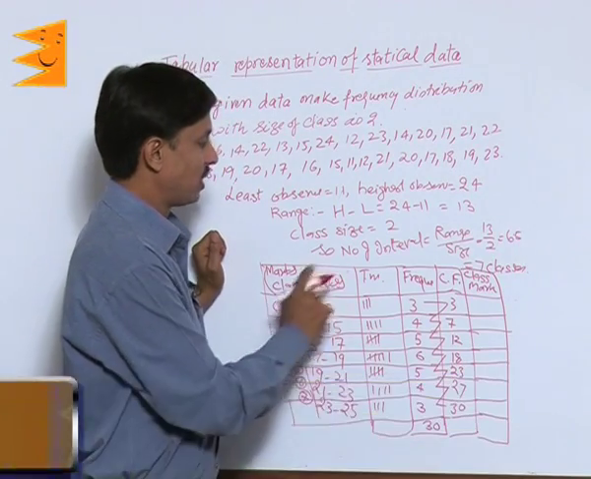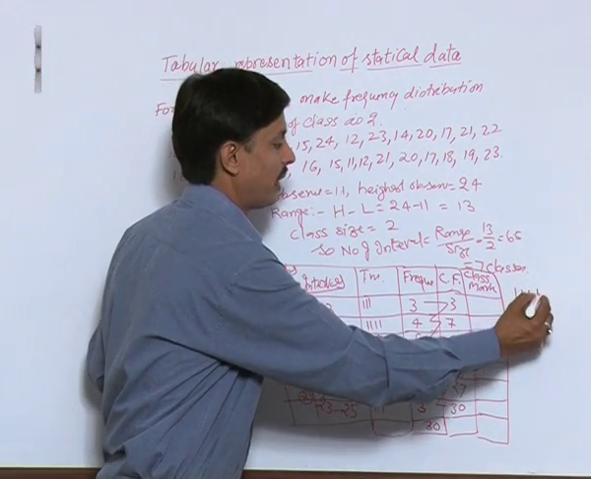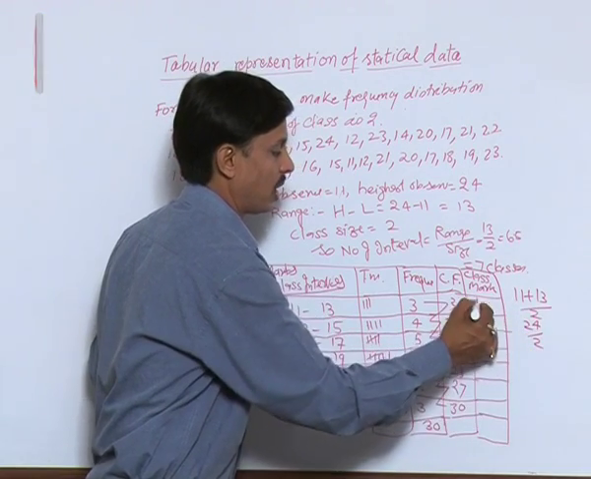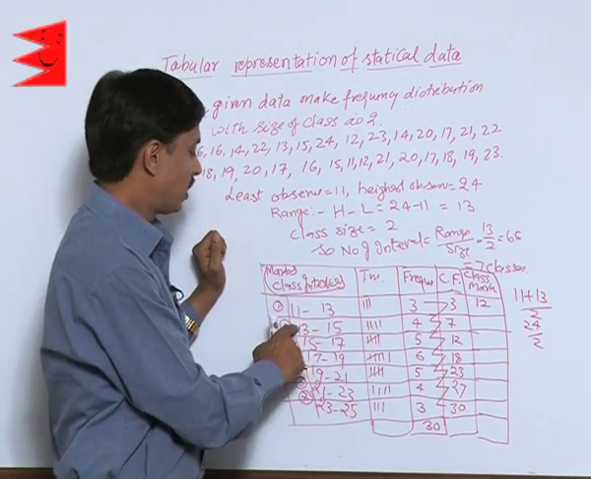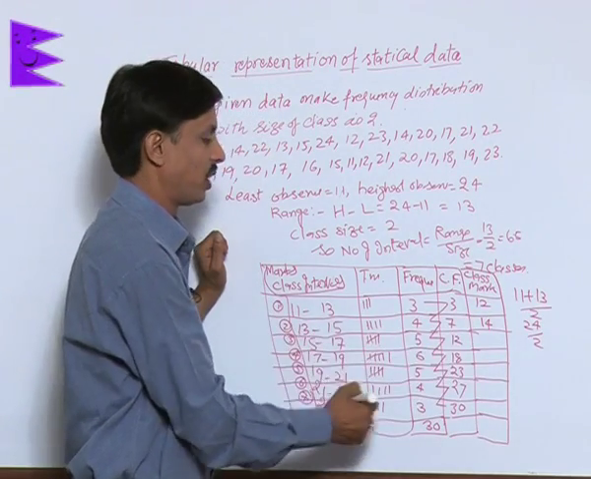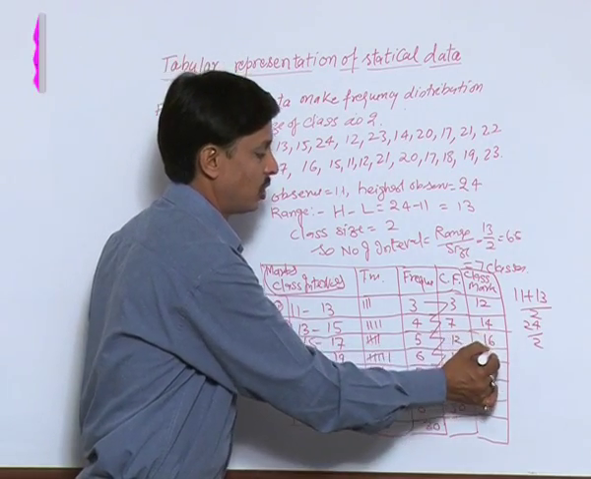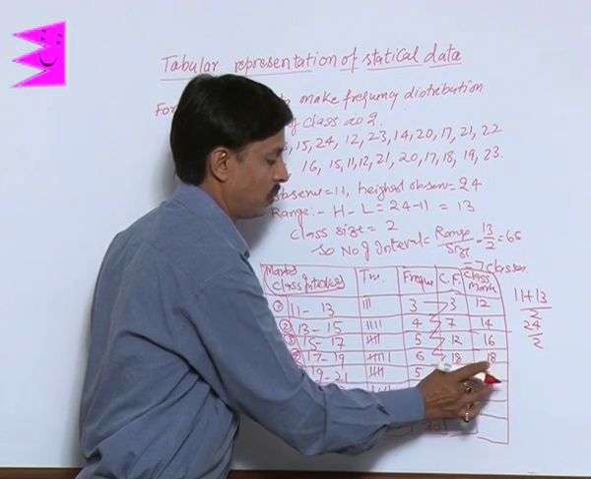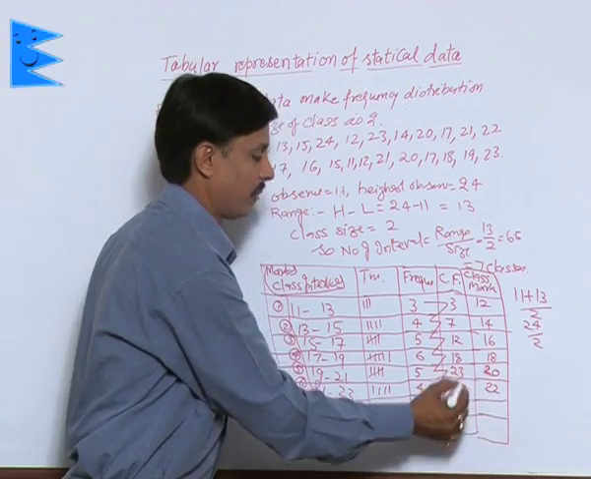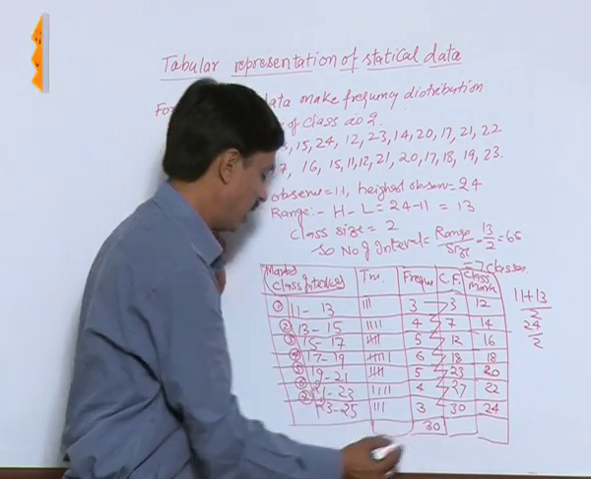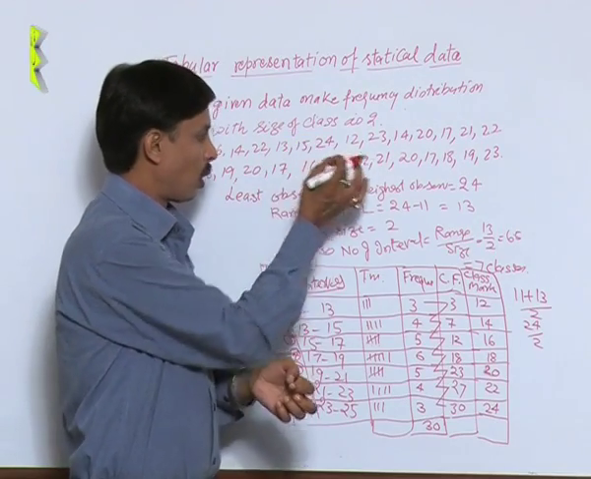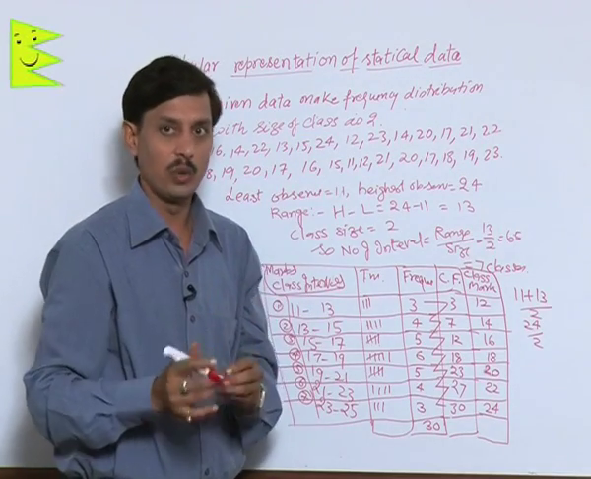Here the lower limit is 11, the upper limit is 13, upon 2, that is 24 upon 2, which becomes 12. Similarly 13 plus 15 upon 2, this becomes 14 because their sum is 28. Next will be 16, then 18, then next will be 20, next is 22, and the last is 24. So everything has been made clear through one example.